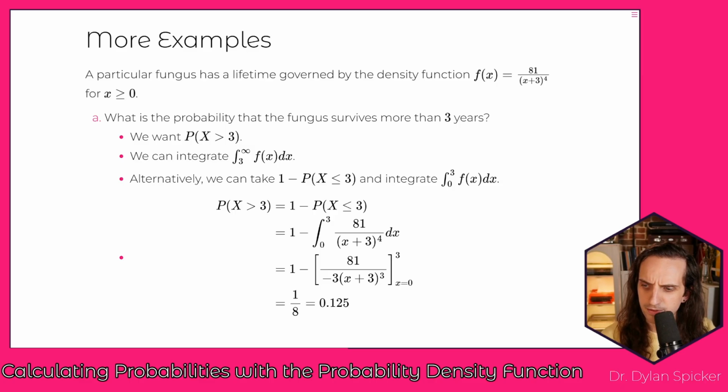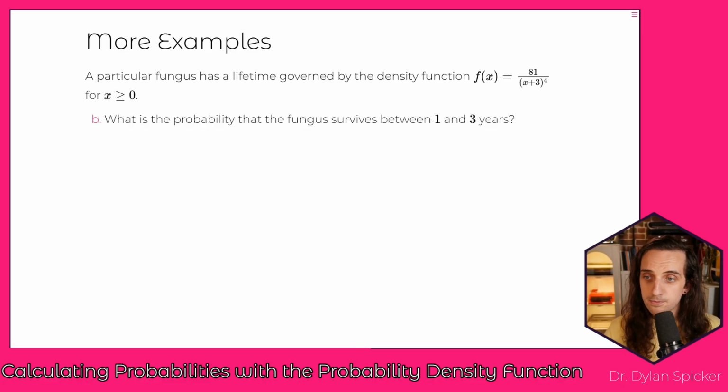This integral simplifies down to 81 divided by negative 3 times (x + 3) to the power of 3, and we're evaluating that from 0 up to 3. If you do that, it simplifies down to 1 over 8. So again, you should find the 1/8 whether you do this directly or indirectly. In this case, the probability that the fungus survives for more than 3 years is 1 in 8.